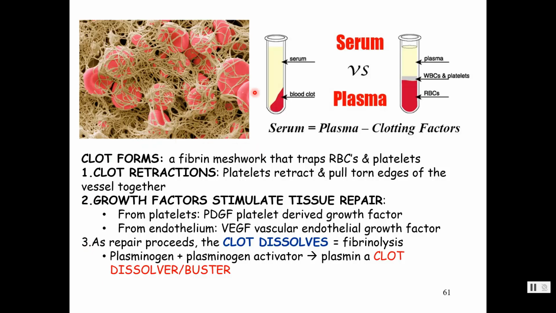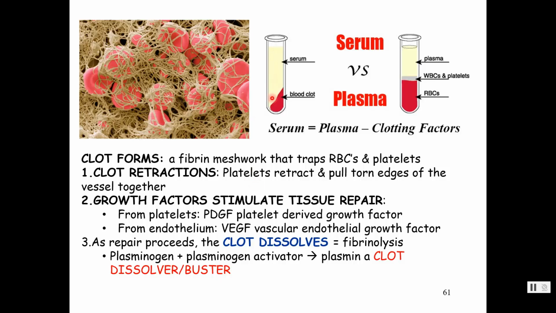So we talked about vascular spasm, platelet plug formation, and now we have a true blood clot. So the clot forms, we have this fibrin meshwork, and it traps the red blood cells and the platelets. And we also now need to set the stage for repair. We want the walls of the vessel to be brought together, and then we need that vessel to repair itself. So we're going to get clot retraction, and it's actually those platelets that are going to retract and pull those torn edges of the vessels together.